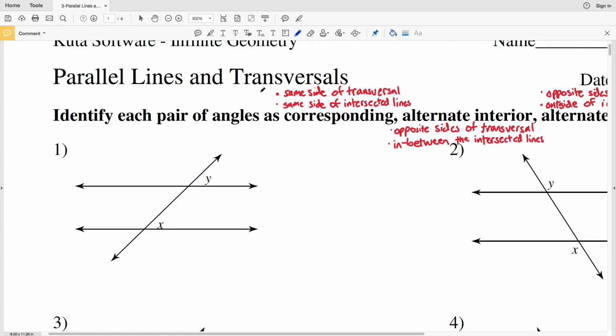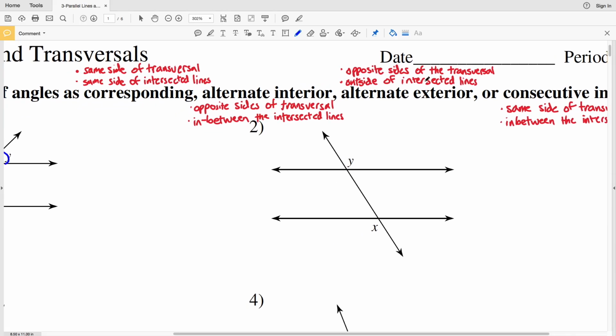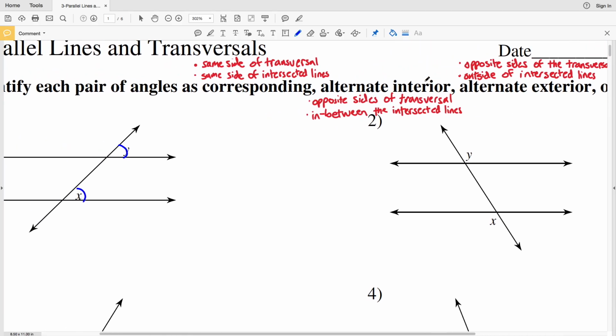In number 1, we're looking at angles X and Y. Here's our transversal. So X and Y are on the same side of the transversal. They're both to the right of it. So they will either be corresponding angles, because that's same side, or they will be consecutive interior, because that's also the same side of the transversal. Alternate interior and alternate exterior are both opposite, so we know that we're not dealing with those. So it's either corresponding or consecutive interior.